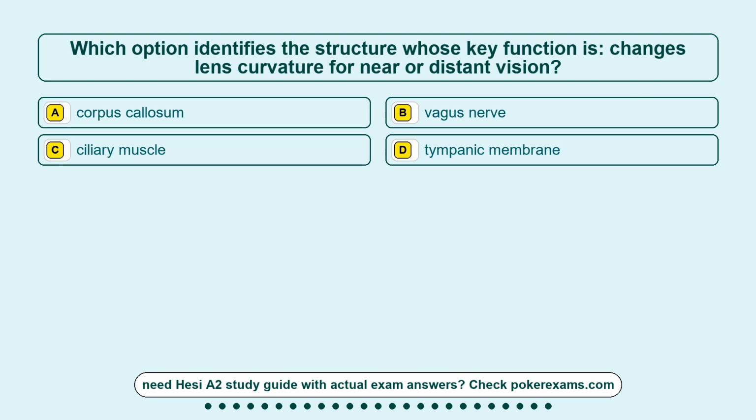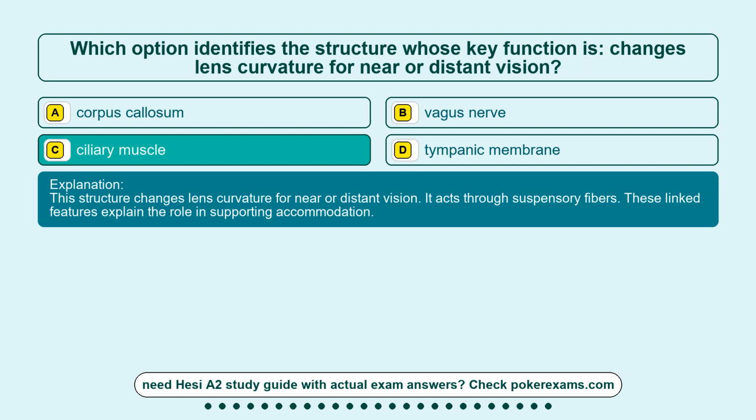Question 3. Which option identifies the structure whose key function is, changes lens curvature for near or distant vision? Option A, corpus callosum. Option B, vagus nerve. Option C, ciliary muscle. Option D, tympanic membrane. The correct answer is option C, ciliary muscle.